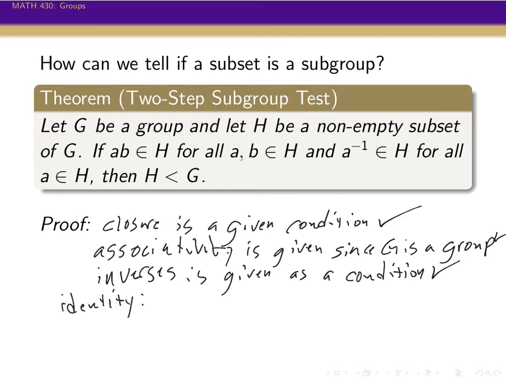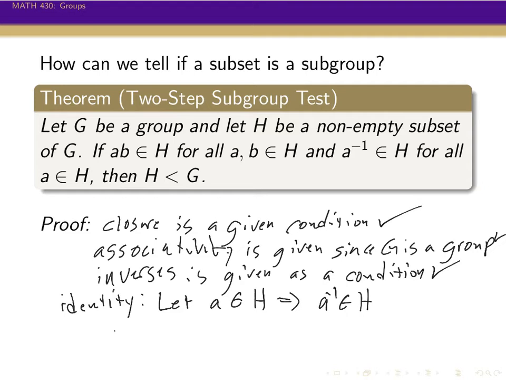Well, since H is non-empty, there's something in H. So I can say let A be inside of H. So it has something in it. And then since H contains all the inverses of its elements, that means that A inverse is also in H. A inverse may be the same as A. It may not be the same thing as A. But we know that it's there.